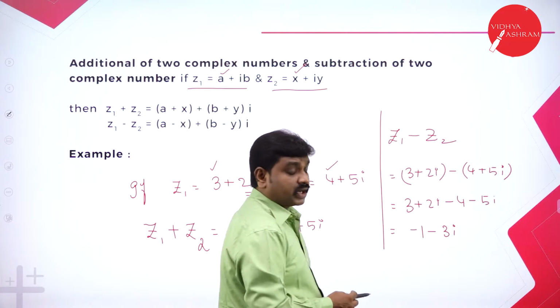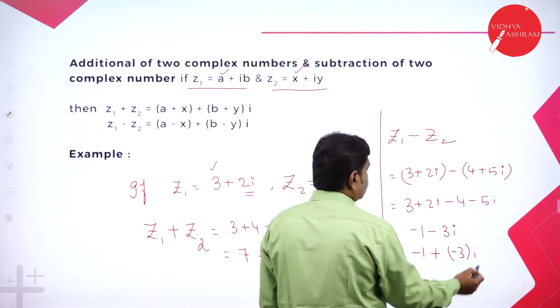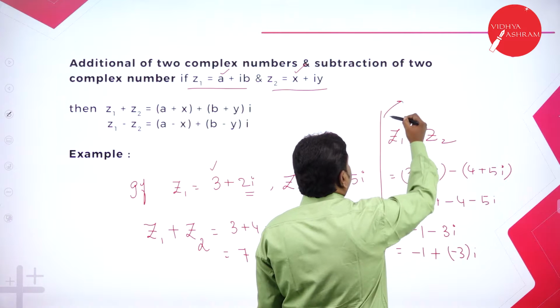This is the answer. Or I can also write this as what? Minus 1 plus (minus 3) times i. And the other version is what? Subtract real part.